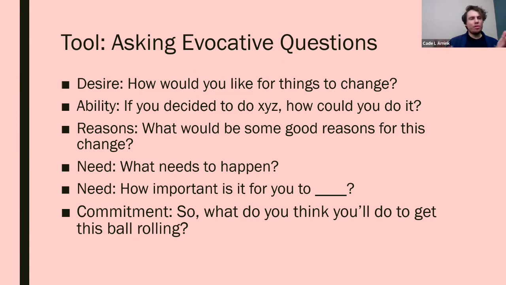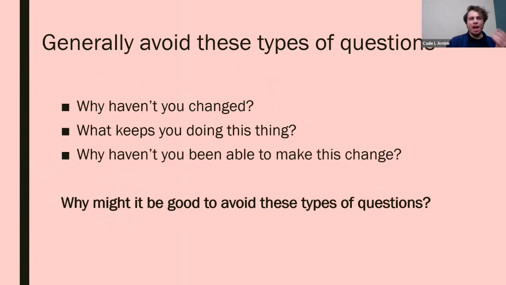And then we can also use reflections to engage with these types of things. Reflections allow us to a bit more selectively respond and even draw more change talk. There are some kinds of questions we want to avoid. Questions like, why haven't you changed? What keeps you from doing this? And why haven't you been able to make this change?